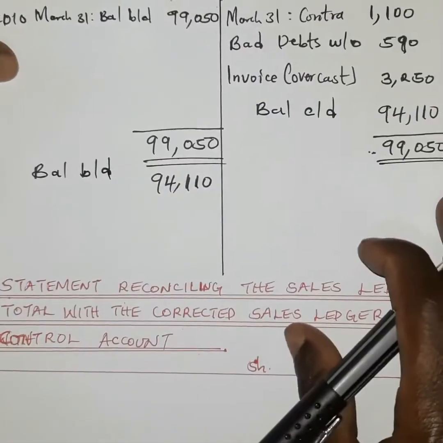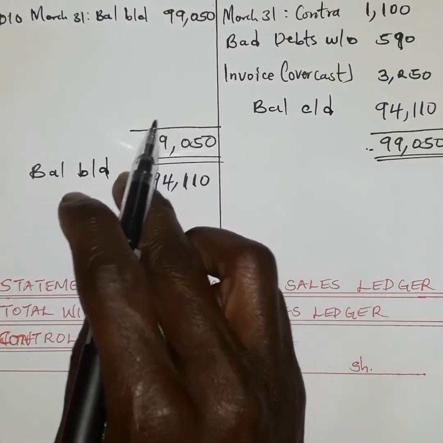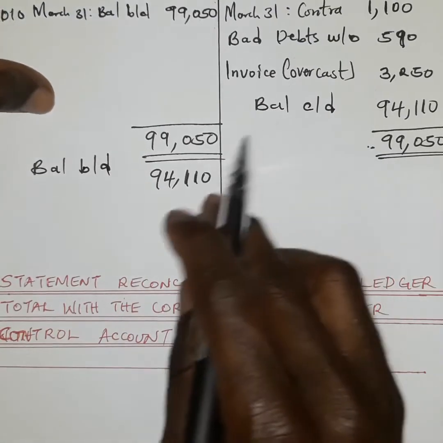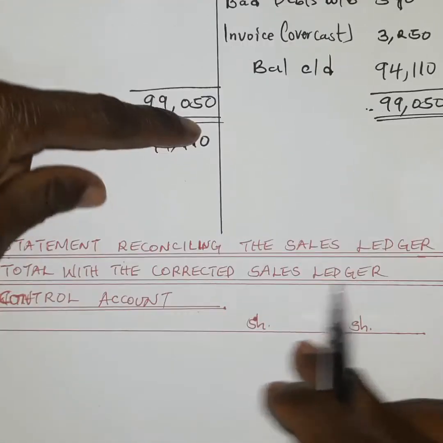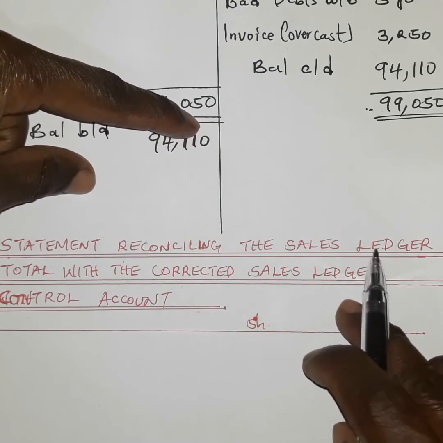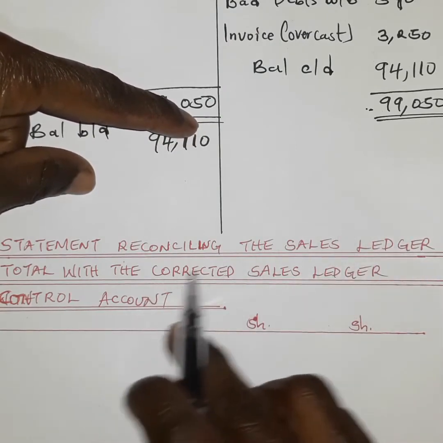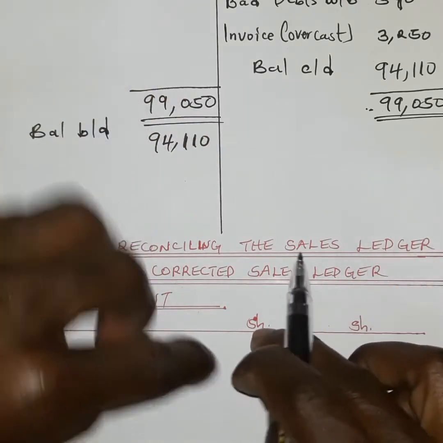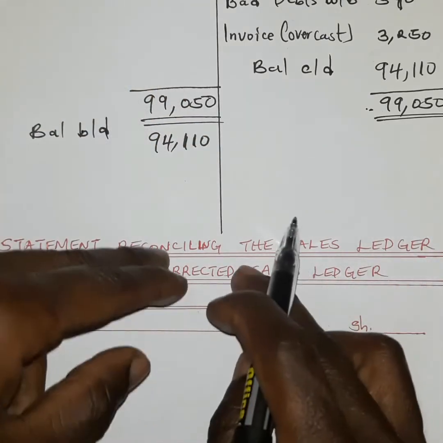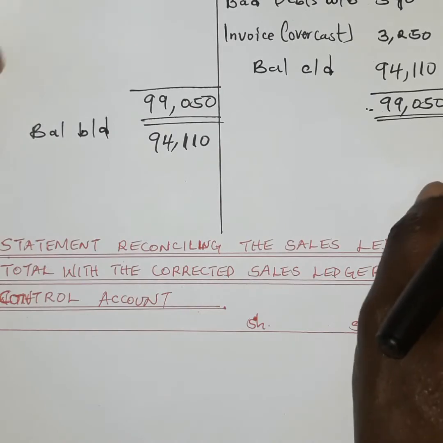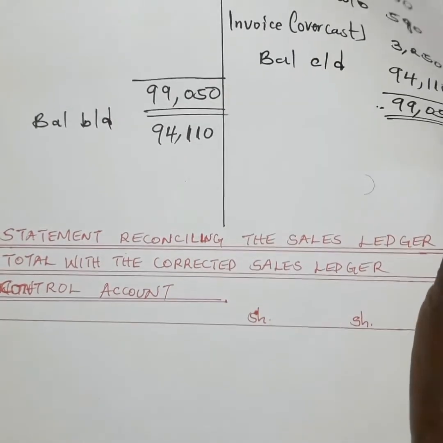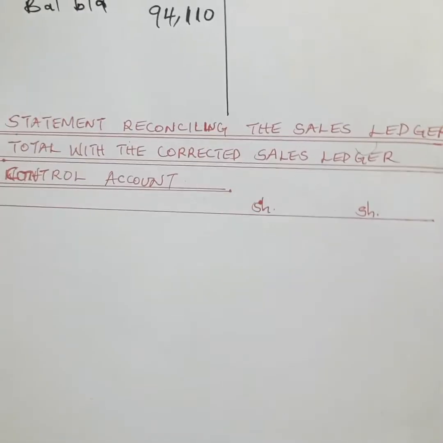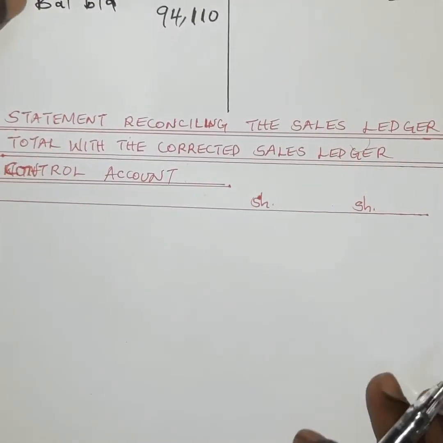Now, this is the balance as per the corrected sales ledger control account, which should be the same as the statement reconciling the sales ledger with the corrected sales ledger control account. So we are going to have entries which were supposed to be added or which were supposed to be credited to the sales ledger and were not done, the correct entry.